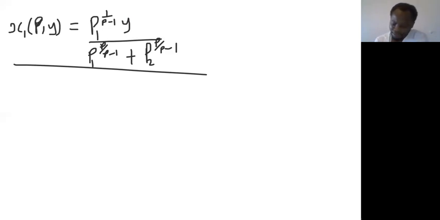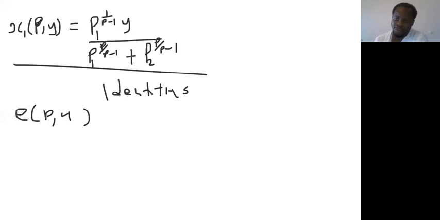First, I will write my identities. If you remember, we said the expenditure function, which is a function of P and U, should be equal to what? Y, right? That is, the expenditure that you are going to incur should be equal to your income. You can't spend more than your income, right? It should be equal to your income.